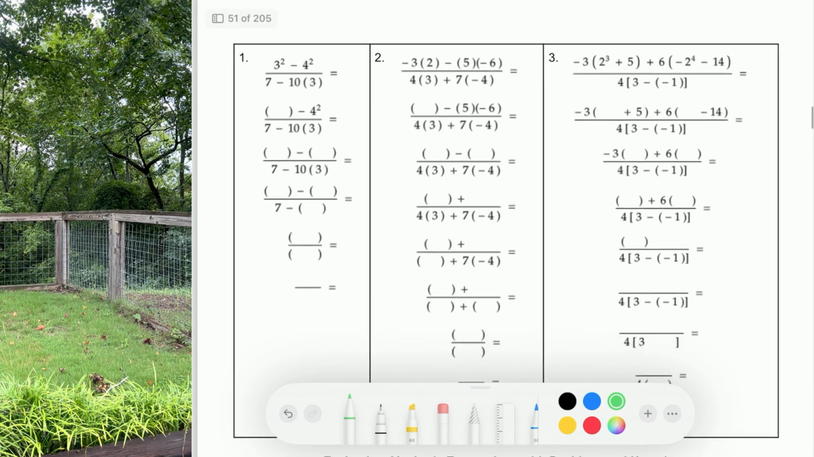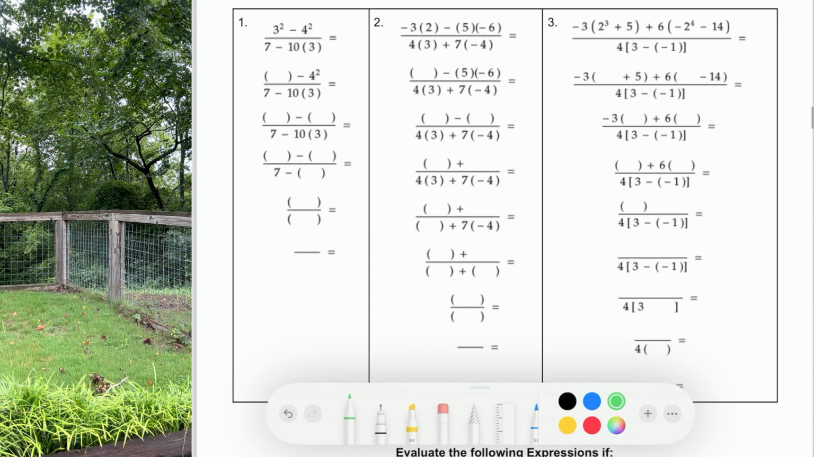All right, let's look at some more mixed examples, some longer examples. We're going to fill in the blanks as we go here. All right, so number 1, we have a 3 squared. That's what we need to deal with first. So 3 times 3 is 9. And then we just rewrite the rest of it. I went ahead and typed this out to save us some time, but you would write the rest of it as you go.